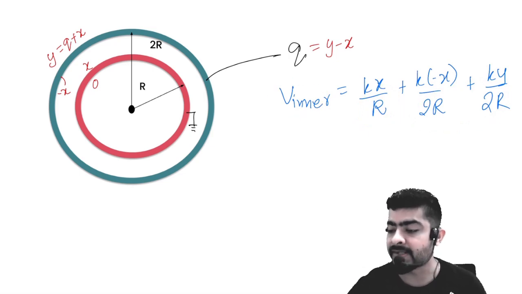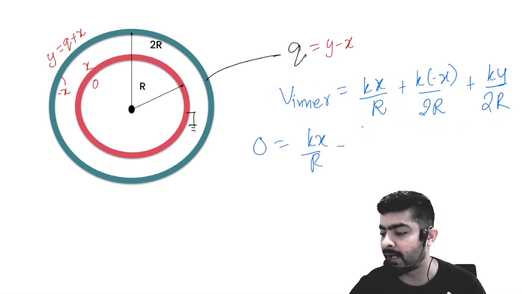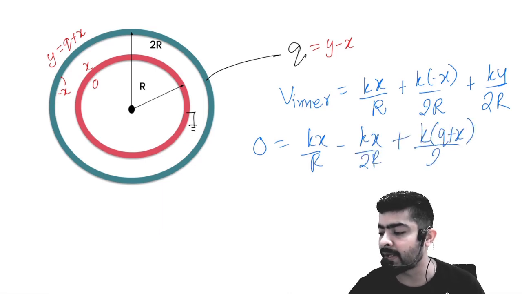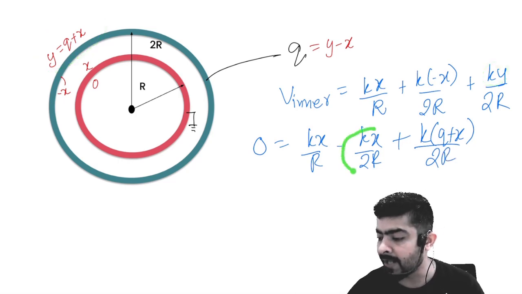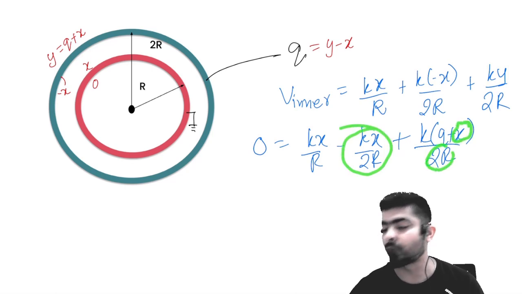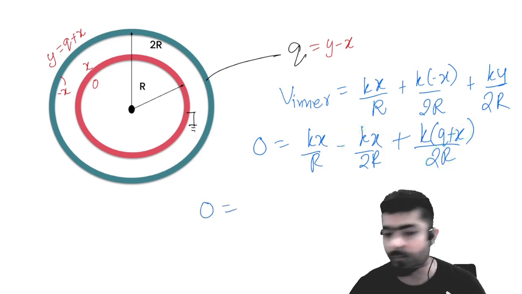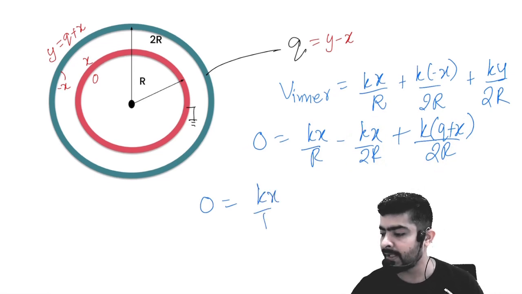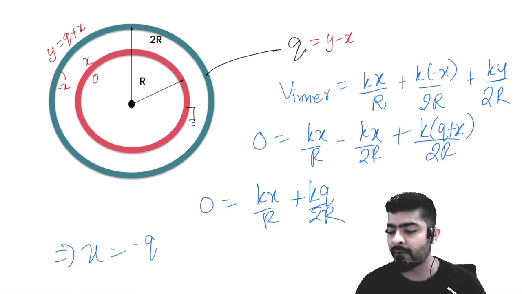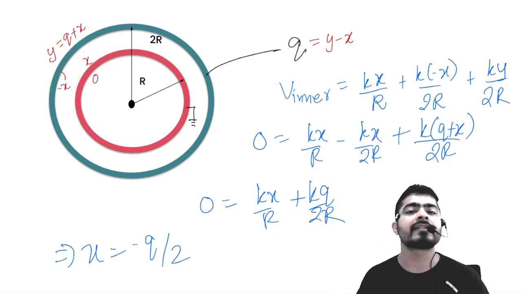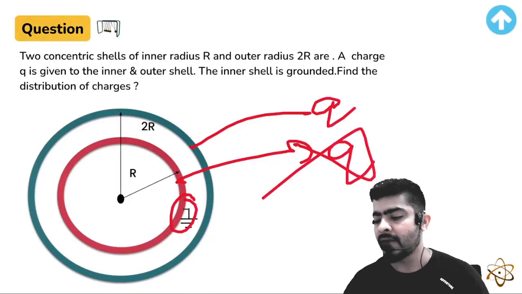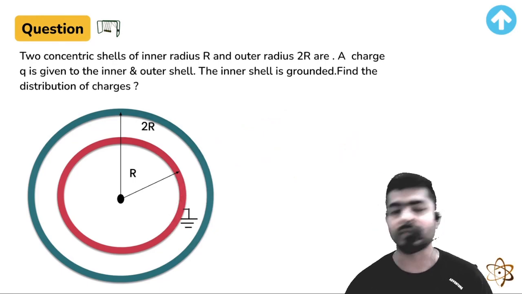Okay. So inner shell has potential 0. So 0 equal to KX by R minus KX by 2R plus K(Q plus X) by 2R. I have replaced Y with this formula. So minus KX by 2R plus KX by 2R will get cancelled out. So I get 0 equal to KX by R plus KQ by 2R. So finally I get X equal to minus Q by 2. So I found X, so I can find the charge on each of the surfaces. Is that clear? Okay. So this is all that you have to do in this question.